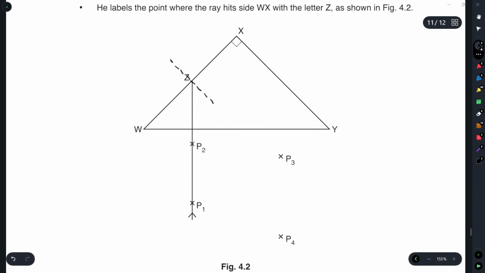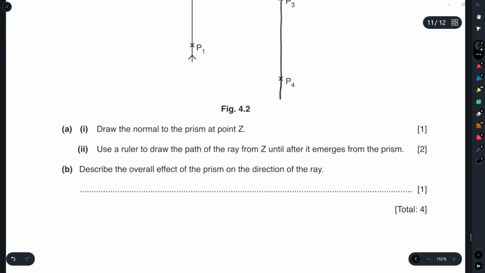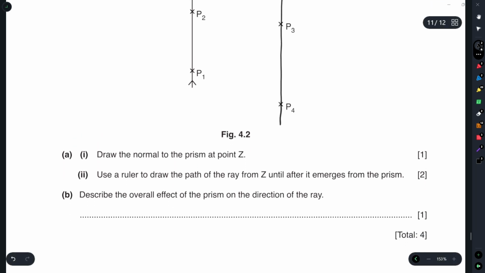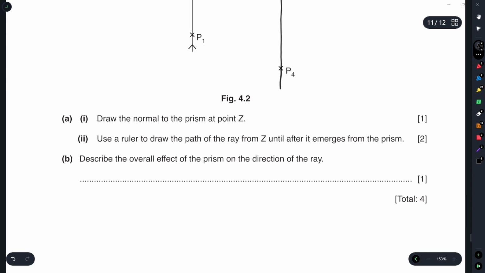All right. Okay, interesting. So I'm thinking it's going to reflect, it's going to come over here, it's going to reflect, and then it's going to pass through P and 4. So something along these lines. So use a ruler to draw the path of ray from Z until it emerges. Describe the overall effect of the prism on the direction of the ray.